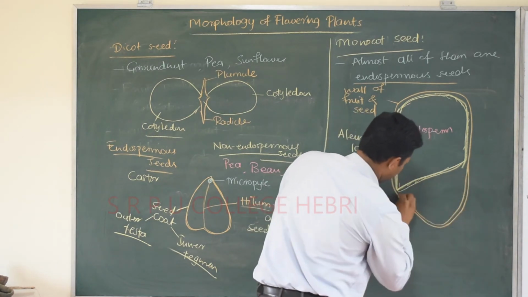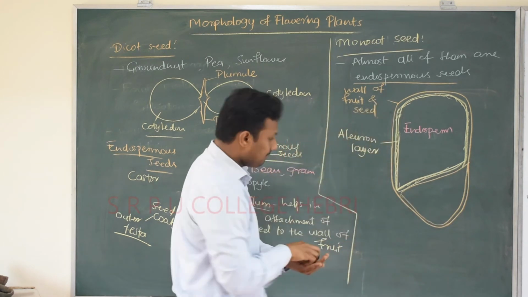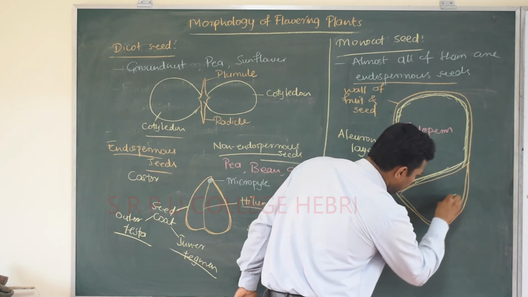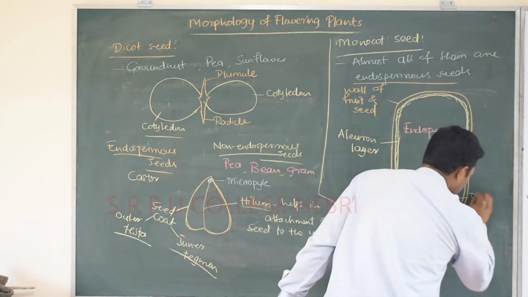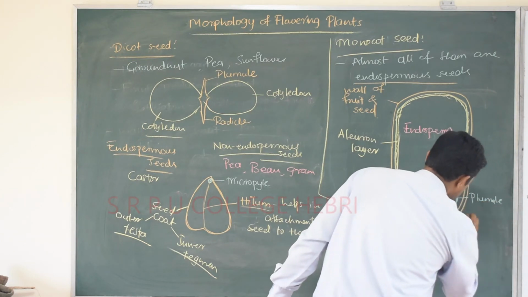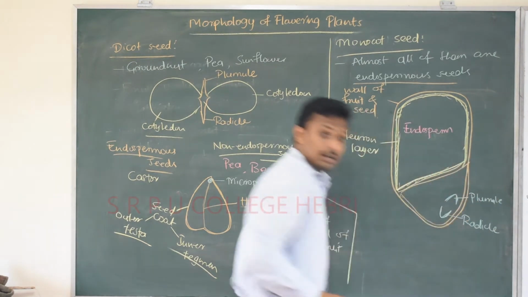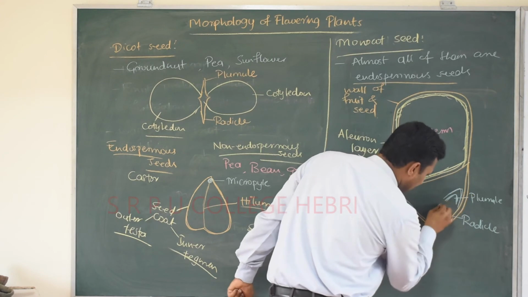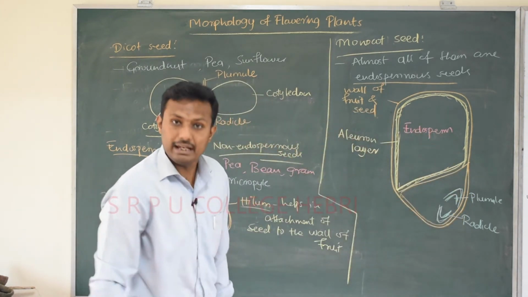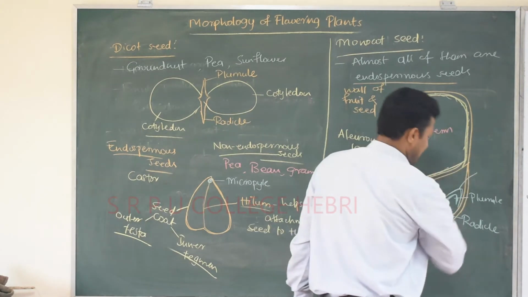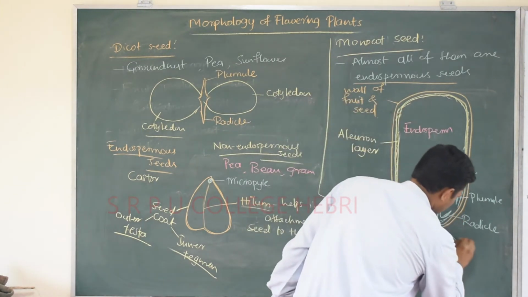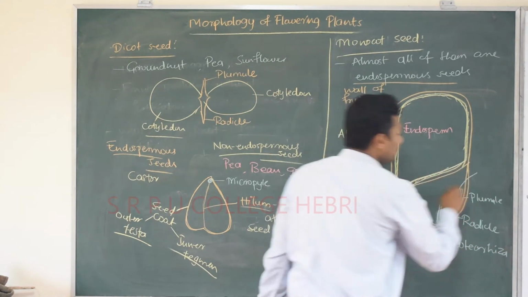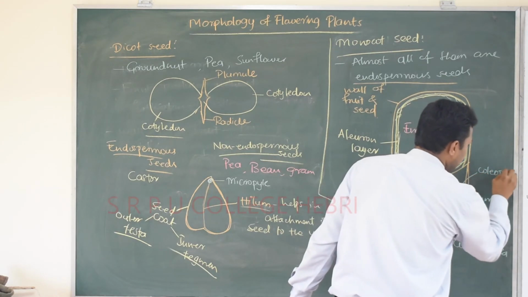Embryonal axis. On one side of this, there will be the embryo, which will be having the radicle and plumule. And see, if this is the plumule and this is the radicle, there will be a covering, a protective covering, even for the plumule and for the radicle. The protective layer for the plumule will be called as, for the radicle it will be called coleorhiza. For the plumule it will be called coleoptile.